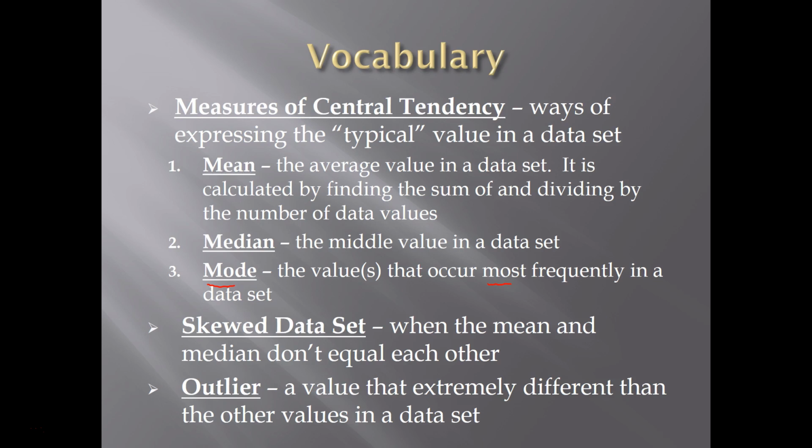All right, outlier. What is an outlier? An outlier is a value that is extremely different than the other values in a data set. There's actually a mathematical way of calculating if something is an outlier or not, but for now, let's just think of outliers as data values that are way out of whack compared to all the other ones. They're much, much higher or much, much lower than all the other data values.